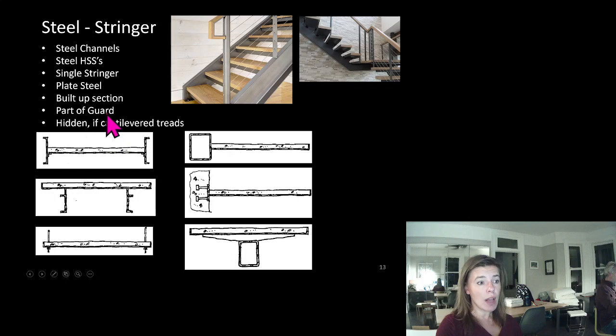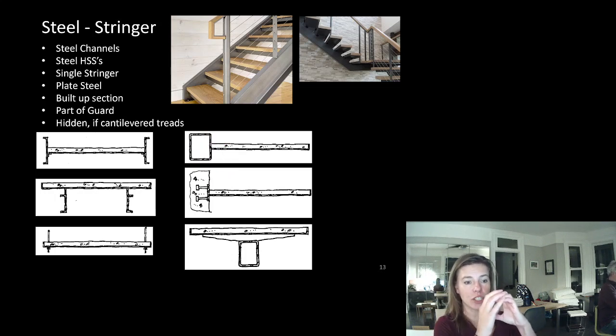We can do a single stringer, but if we're doing a single stringer, we have our teeter-totter problem happening. So you can see that if somebody was standing here, that stair wants to twist, and this now is a torsion element. So we need something that is a closed section so that it can resist twisting.